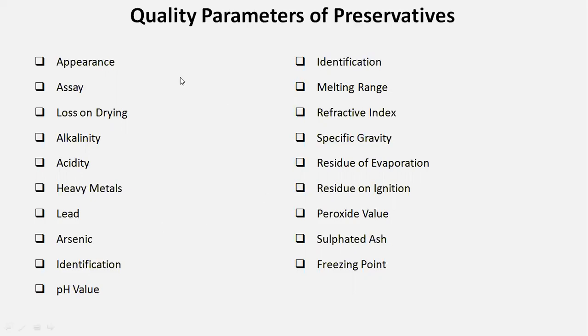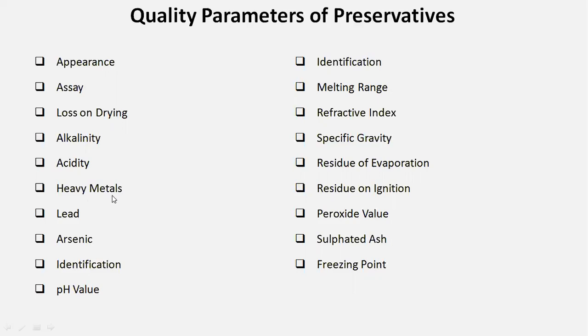Those include appearance: how the preservative looks, what its state is, what its color is, what its odor is. All this comes under appearance. Next, assay: determination of how much of the said preservative is present in a given sample. That is assay; it is nothing but determination of the preservative itself. Next, loss on drying, alkalinity, acidity. That means how much acid is required to neutralize the given preservative. Next, acidity: if acid derivatives are present, then we can see the acidity.